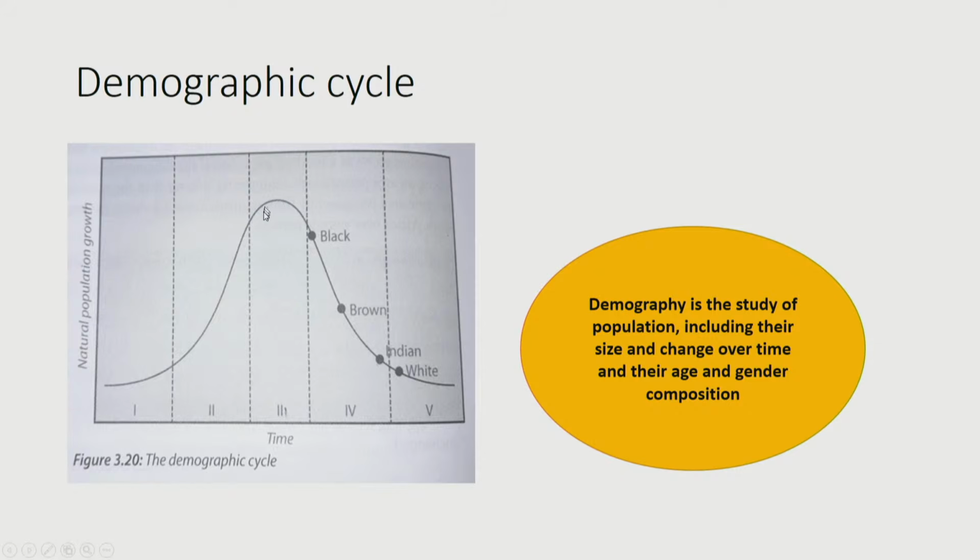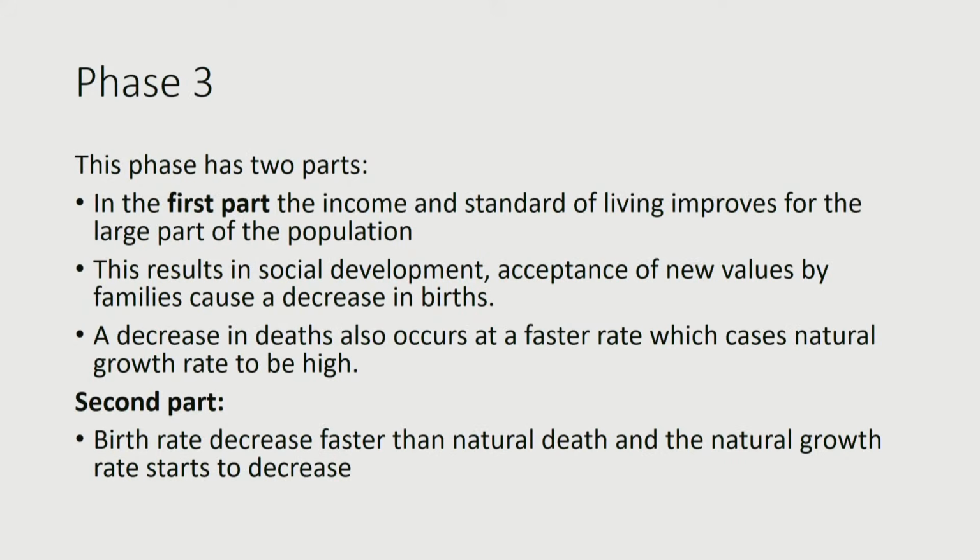The first part is a part where there is still growth, and the other half is the part where population starts to decrease. So we are going to explain what causes that slight increase in the third stage, and what causes that slight decrease, again, in the third phase. So in the first part, the income and the standard of living of the people improves for the large part of the population. Which means a large majority of the population is experiencing improvement in their income as well as in their standard of living.